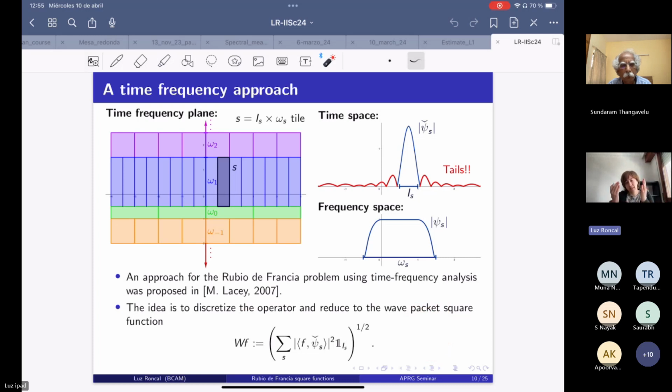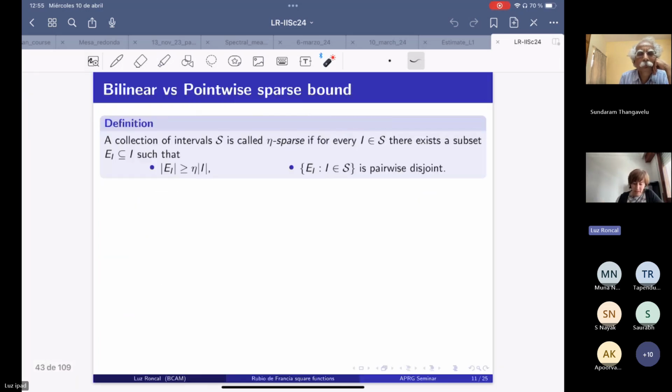It's just another way to try to understand this operator, although it's not giving better results. But it's a very nice point of view, and actually, this is the point of view that Rahul and Saurav Srivastava and I used some years later. Before that, I would also like to introduce sparse operators, because this will also be part of our contributions.